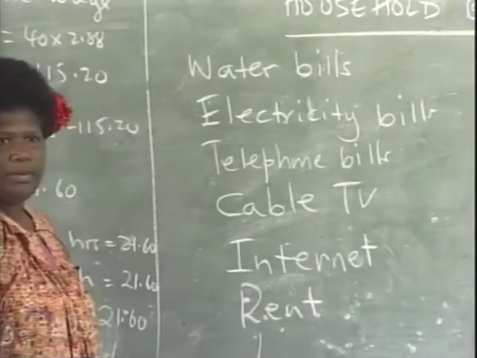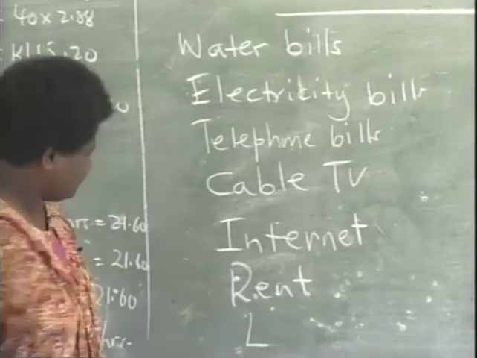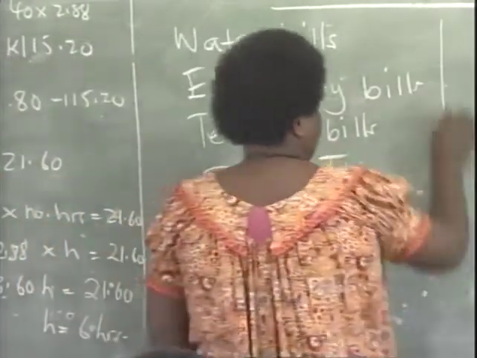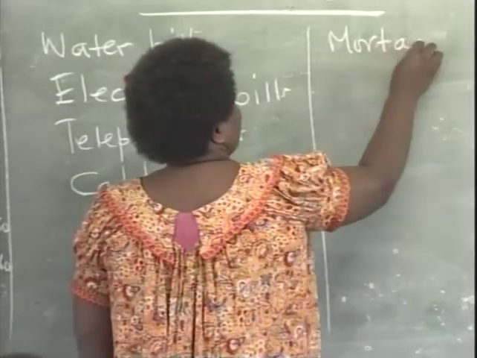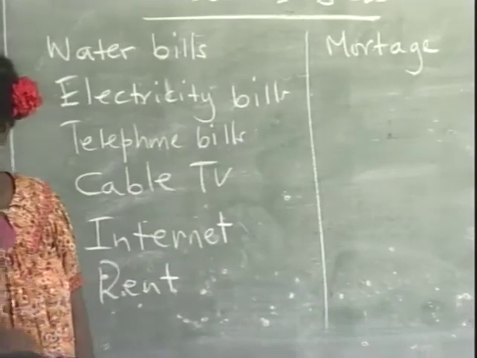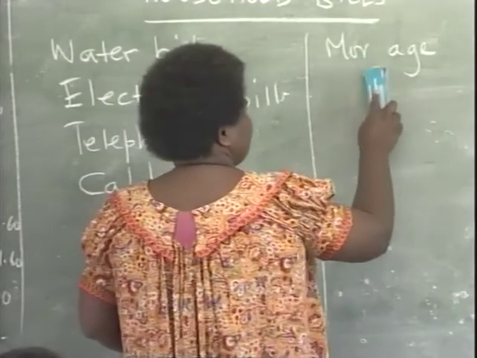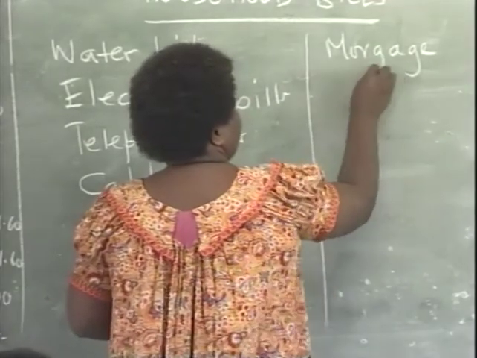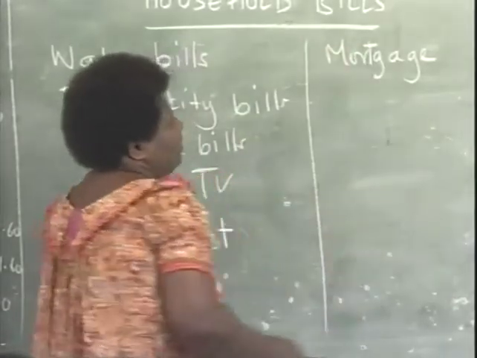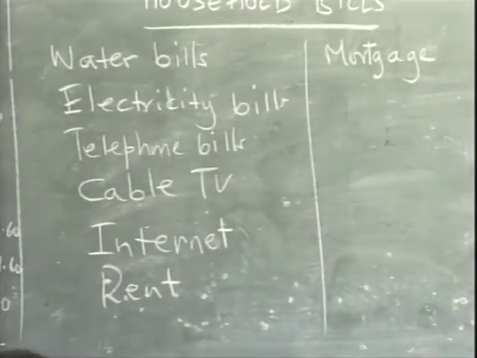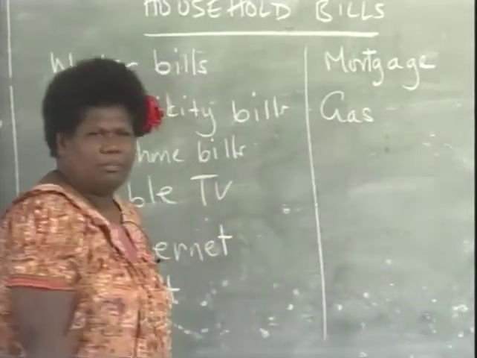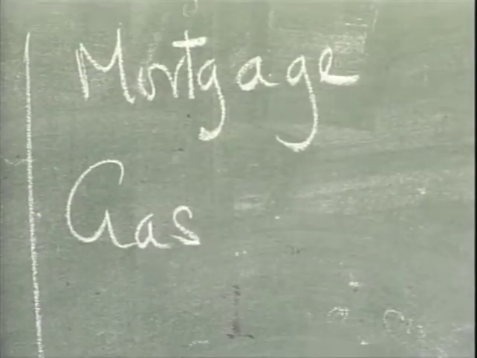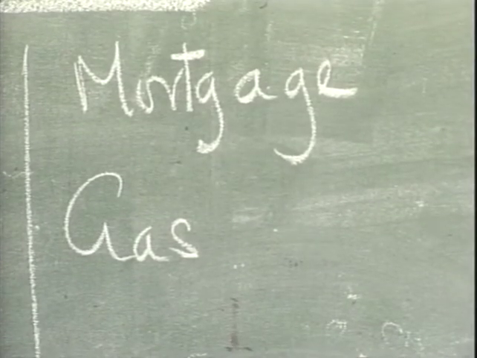Mortgage, is that the one we call land rates? Or is it still different, okay? How do we spell mortgage? What else? School fee is not a bill. Gas? Usually you just go and pay cash for gas. We are not in America, we are in Papua New Guinea.